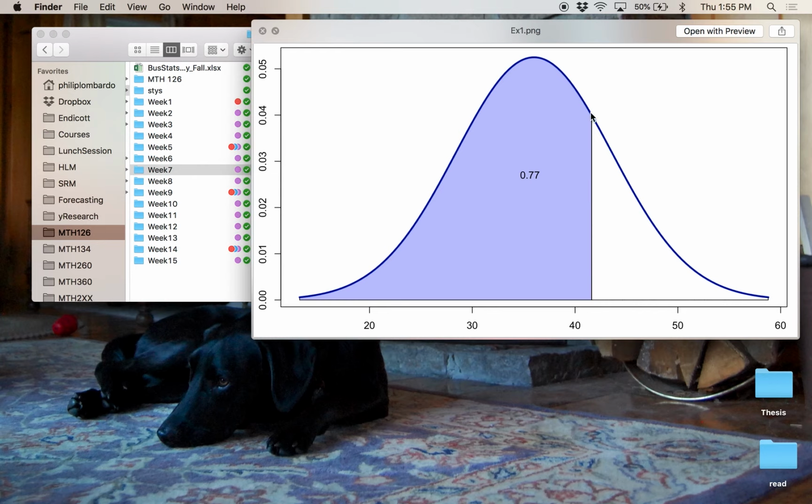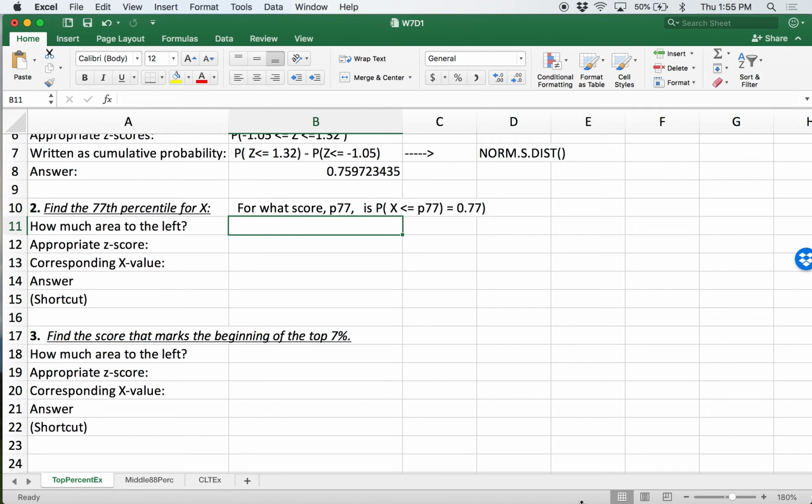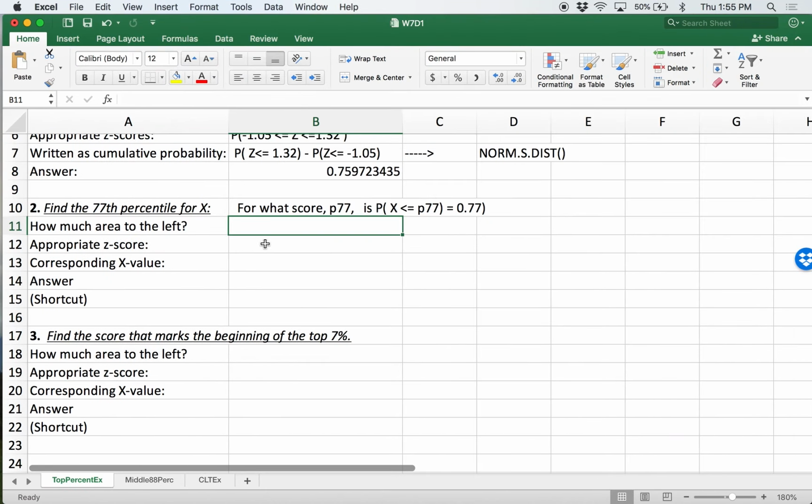We want to know what score, so in other words, how would we label this horizontal axis down here to guarantee that 77% is in the left tail? That's what a percentile is asking. Right? So when we look at this picture, how much area is to the left? All we have to do is look at the picture that we drew and we labeled. So in this case, we've got 0.77 to the left. We have an area of 0.77 to the left.